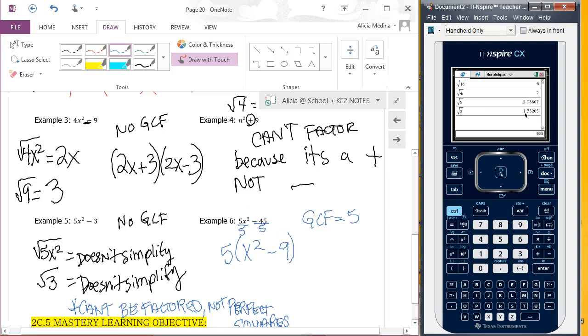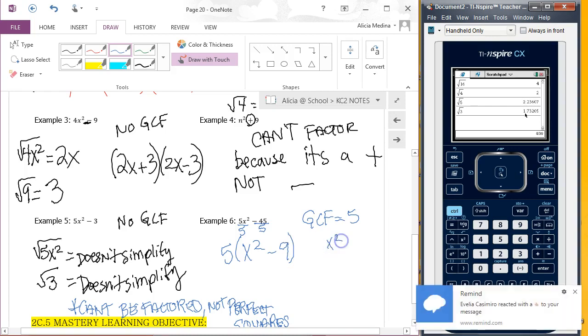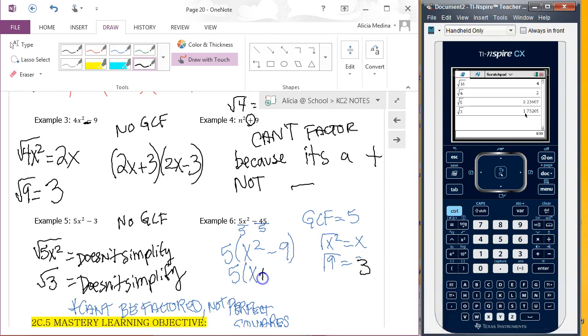And now I'm going to check to see if each of these has a perfect square. So x squared, if I take the square root of that, that's x. If I take the square root of 9, that's 3. There is a perfect square for each of these. So my final answer then would be 5 times x, my apologies, that should say x plus 3, not a 9. So it's going to be 5 times x plus 3, x minus 3. And that is our final answer.